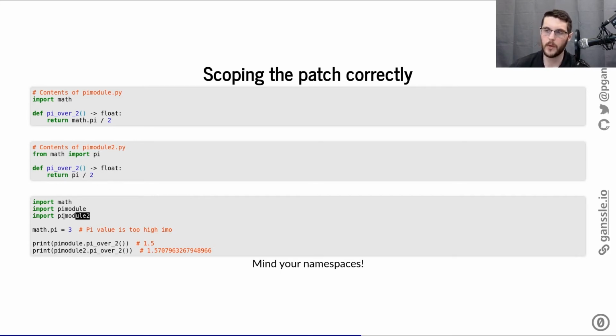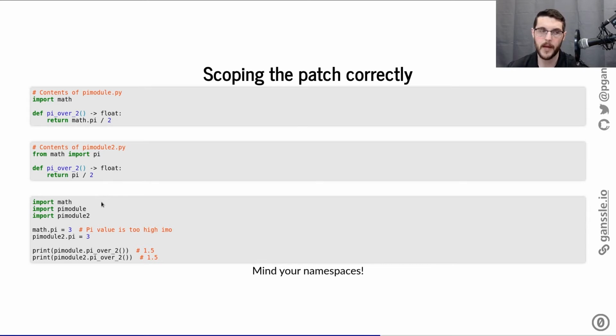So here we import pymodule2, that resolves this py to our 3.141 object. And then later when we patch math.py, the pymodule2 is unaffected, but pymodule isn't. If we want to fix this, we actually have to patch py in the pymodule2 namespace.